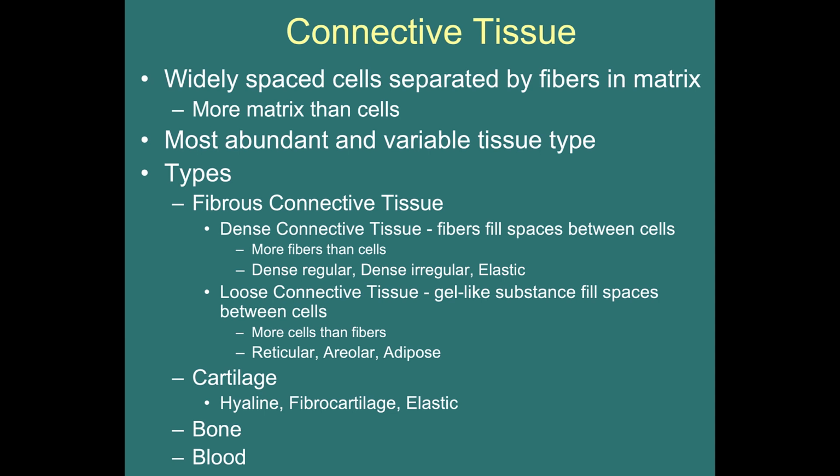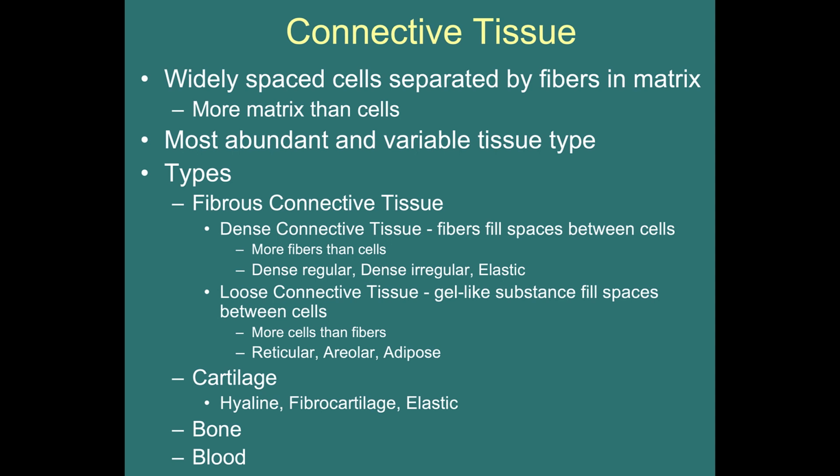So here we can see that there is more matrix than cells, where in epithelial tissue, it's much more cells than the matrix. So that's going to be your biggest indicator when you're looking through your slides and practicing in labs. This is the most abundant tissue and the most variable tissue. We're going to see a lot of differences in that tissue structure. So there are different types that we're going to need to learn about.